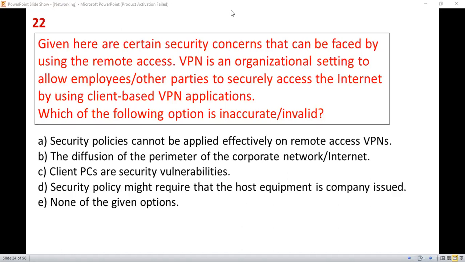Yes, we can apply, but we cannot apply efficiently. Absolutely right. Maybe some of the options we cannot apply in a virtual private network. Okay, we can move to the next question.